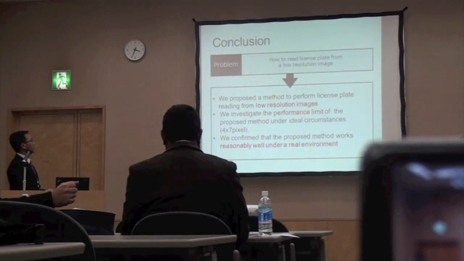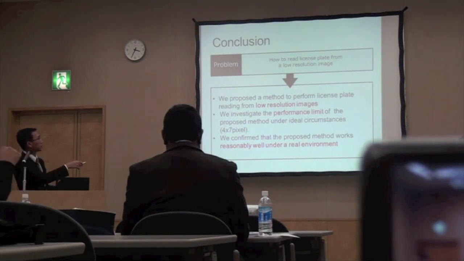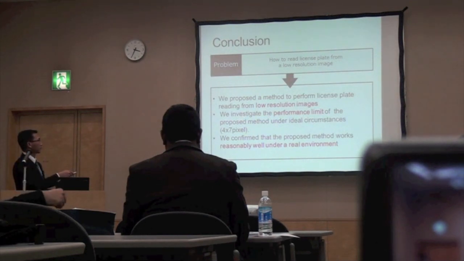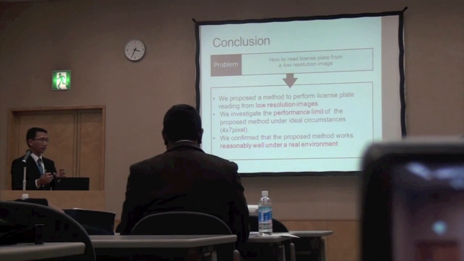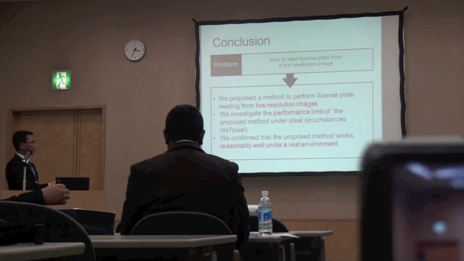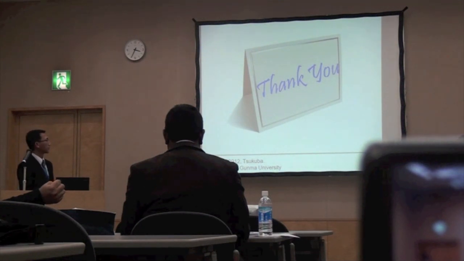So the conclusion is, starting from the problem of how to read the license plate from a low resolution image, we propose a method to perform license plate reading from low resolution images, where the input image has a very limited number of pixels. We investigated that the performance limit of our proposed method is 4 by 7 pixels, and we confirm that the method works reasonably well under a real environment. Thank you for having me here.